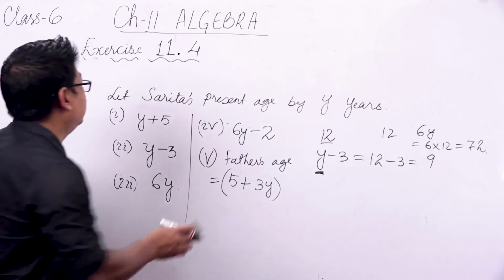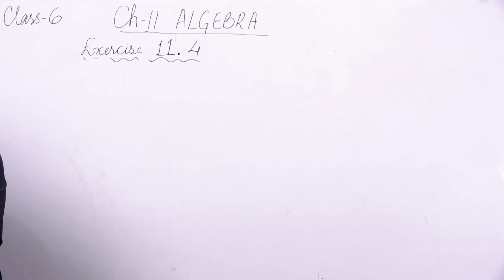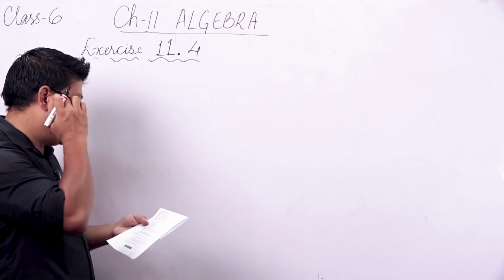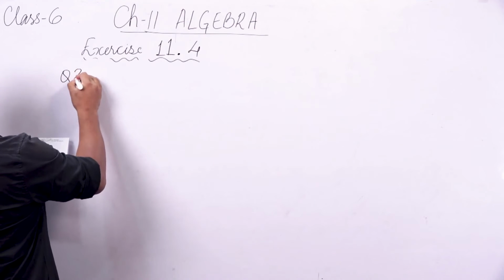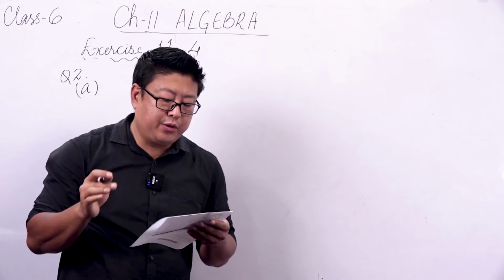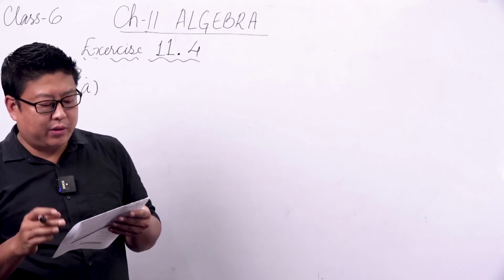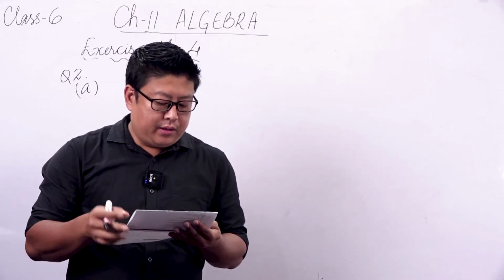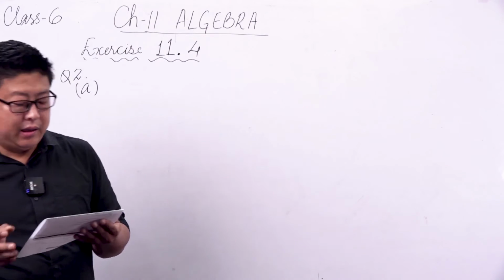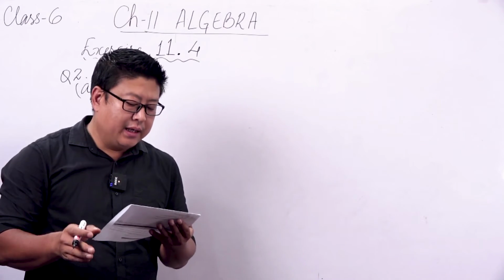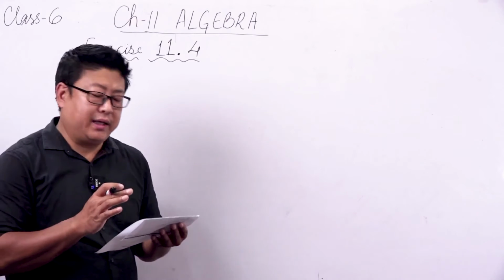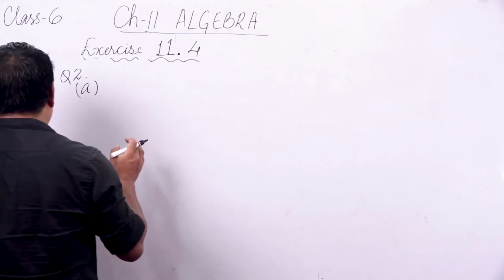Let's move on to a different question. Question number 2. We will do questions here and there. So question number 2, A. Change the following statements using expressions into statements in ordinary language. So a notebook costs rupees P. A book costs rupees 3p. So what does it mean? They're asking us to write down what it means.